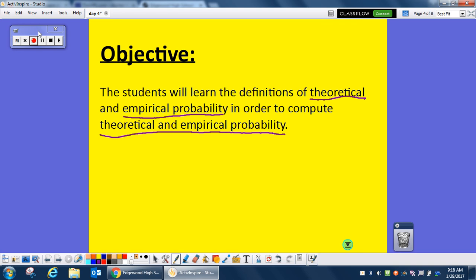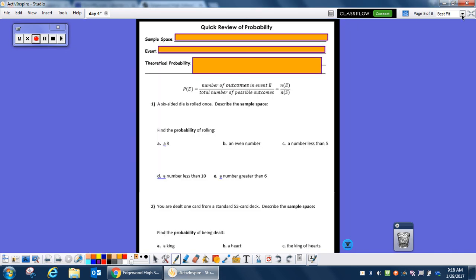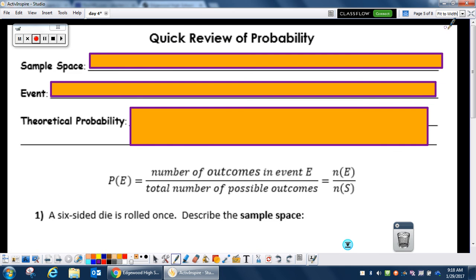What that means is if you can get today's work done, I would highly suggest you catch up on anything you haven't gotten done yet. So I would check Edline to see what you haven't turned in yet or if there's anything you can do better. Okay? So the first thing we need to do is a quick review of basic probability.